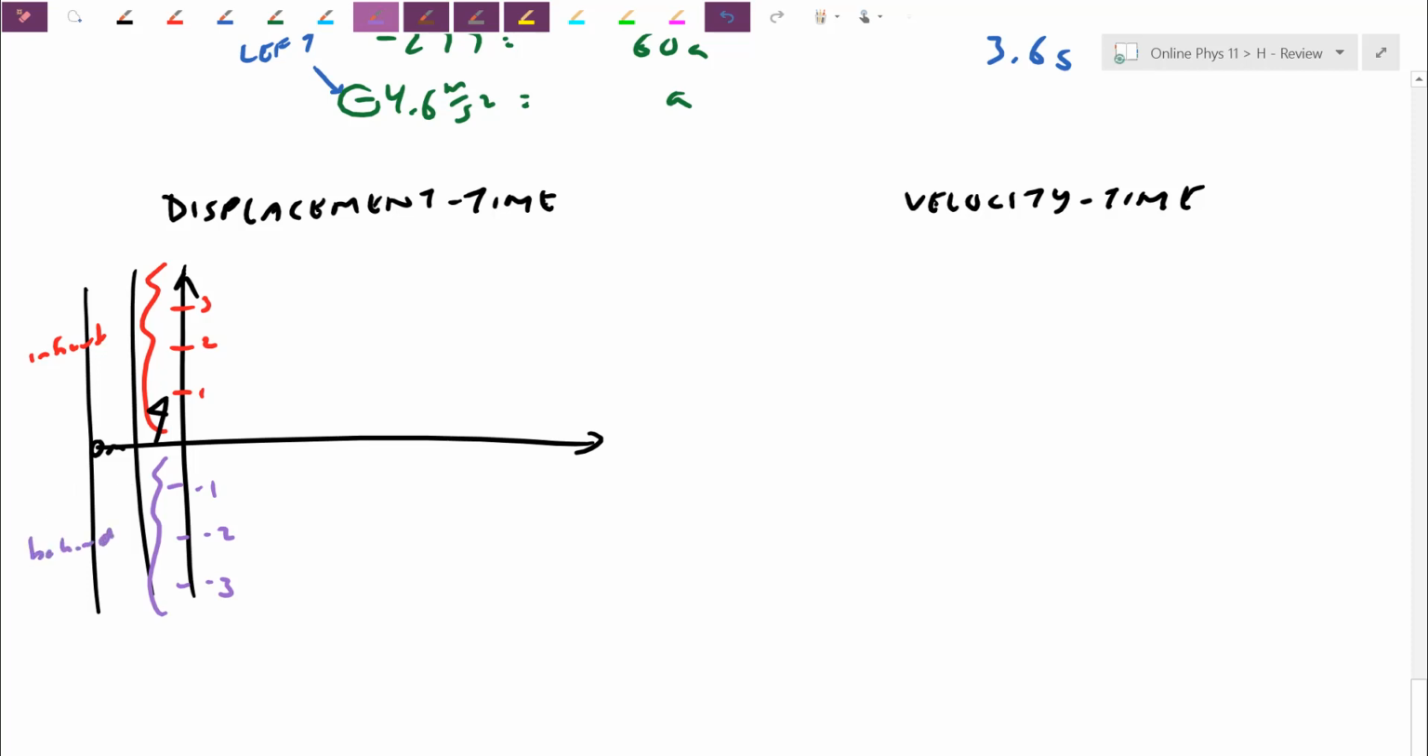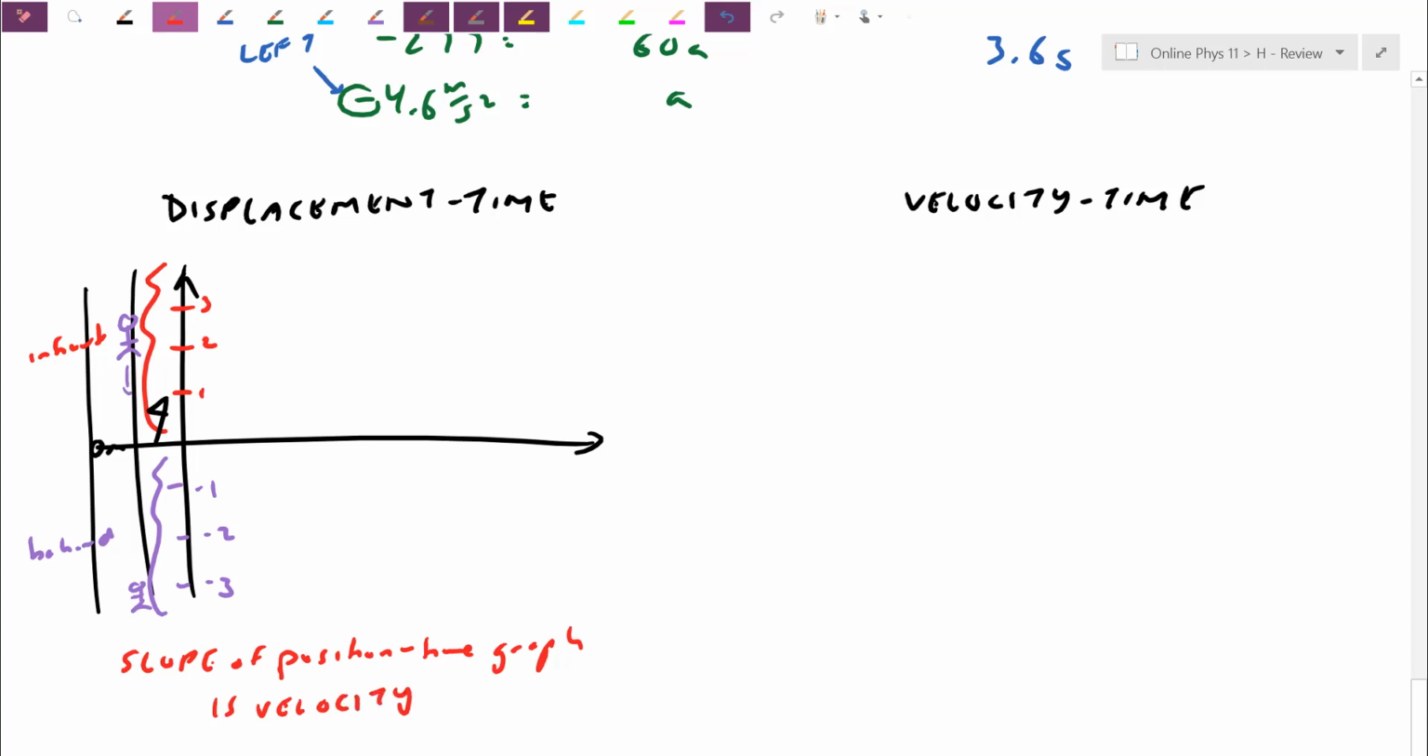Now, I want you to resist the temptation here. Just because you're in front doesn't mean you're going forwards. Maybe I'm just standing at the 2 meter mark and I happen to be going backwards. Or if I'm behind, at negative 3 here, I could still be going forwards. So you notice my whereabouts doesn't control my speed. We can find velocity as the slope on this graph. The slope of a displacement time graph, which is also called the position time graph, is the velocity.